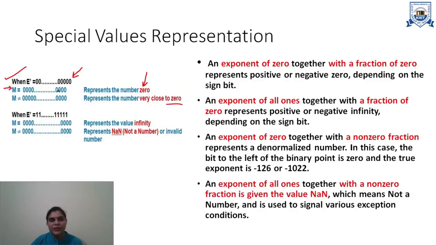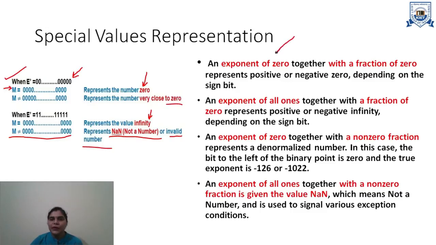If the mantissa is also zeros, then it will represent 0. When the exponent is all zeros but the mantissa is non-zero, then it represents a number very close to 0. When the exponent is all ones and the mantissa part is all zeros, then it represents infinity. In the other case, when the exponent is all ones and the mantissa is non-zero, then it represents not a number, or we can say an invalid number.